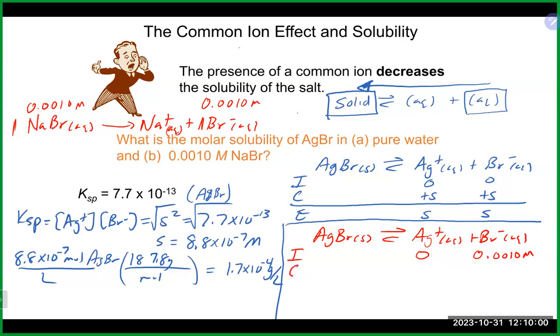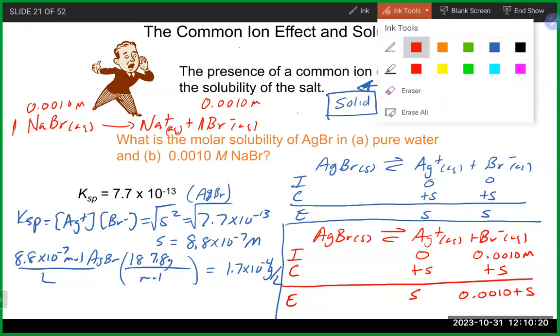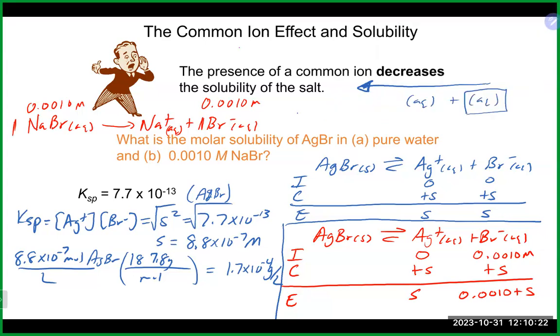At this point, the rest of the ice table is going to be very similar, plus S, and that means that at equilibrium here, we will have S and 0.001 plus S. Any questions on that there? We can now go into our KSP expression like we did previously. Let's clear out some of this maybe here.